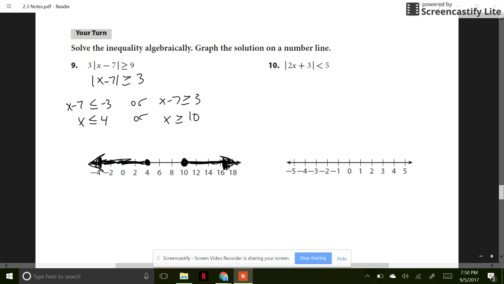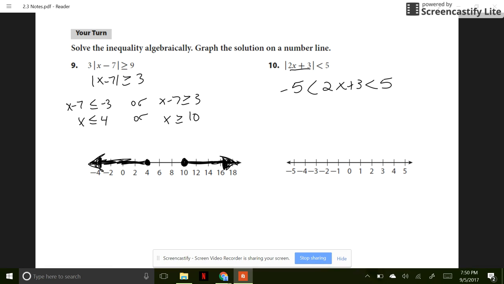Now over here on number 10, we've actually already isolated our values here. So we can just go ahead and put what's inside our absolute value in between the negative and the positive 5. So put it in between the negative and the positive. From here we can solve for x.